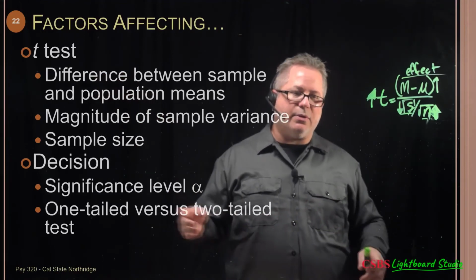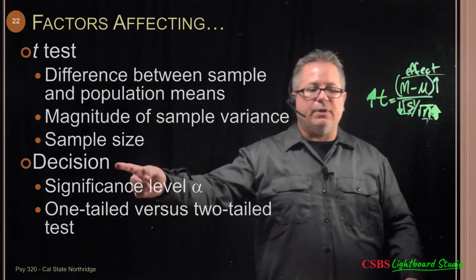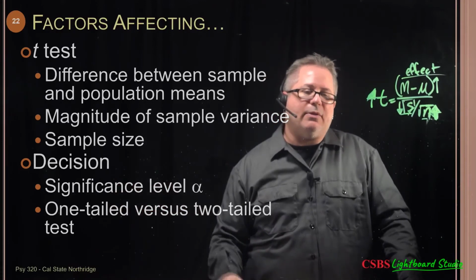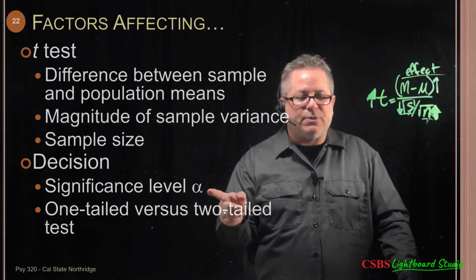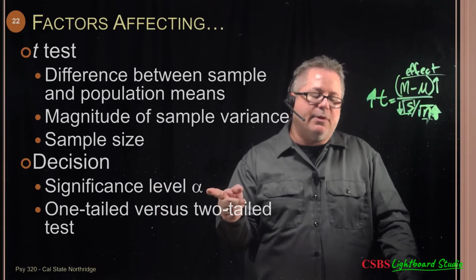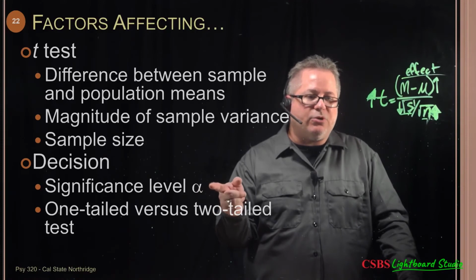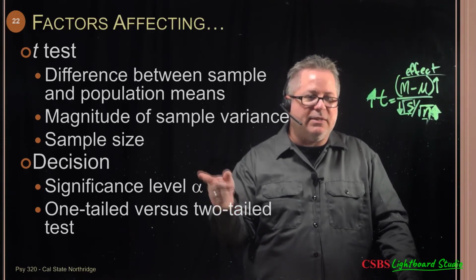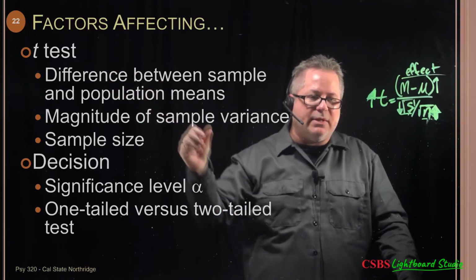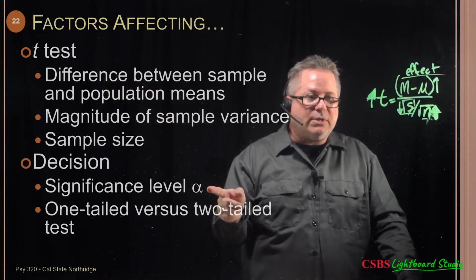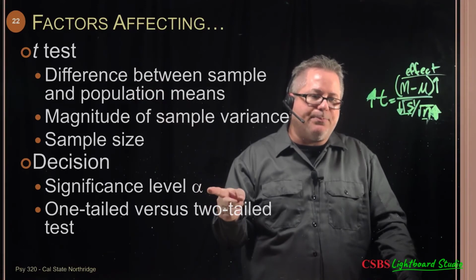Other things that affect it a little more indirectly are the significance level, alpha. We don't really have much control over this because the assumption is that it's going to be 0.05 or less. But increasing alpha does lead to more chances of rejecting the null and having significant t's, because you're allowing more type 1 errors, which means you're going to reject more often.